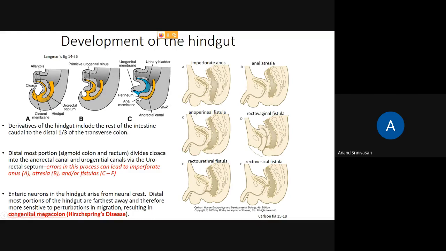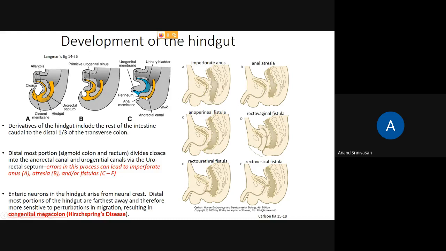So the entire cloacal membrane is now divided into urogenital membrane and anal membrane by this urorectal septum, which comes outside, and this is the one which forms the perineal body. Now these are the abnormalities which you can find. We will discuss each one of them later.